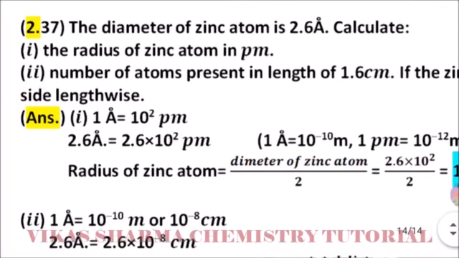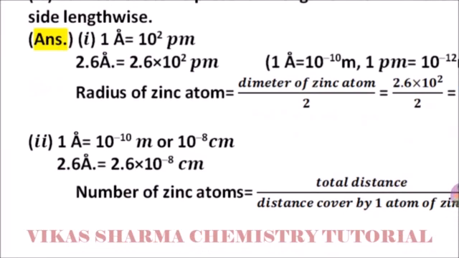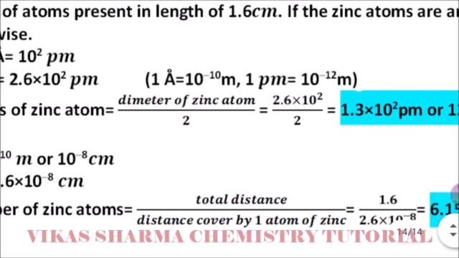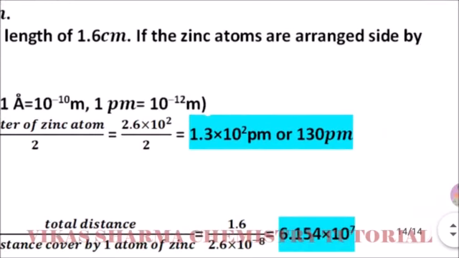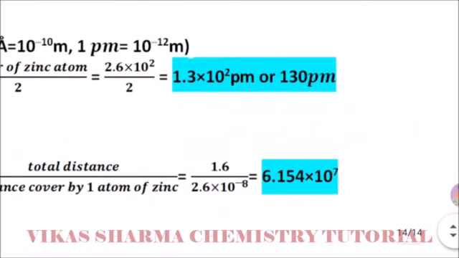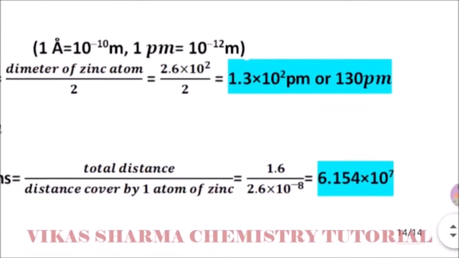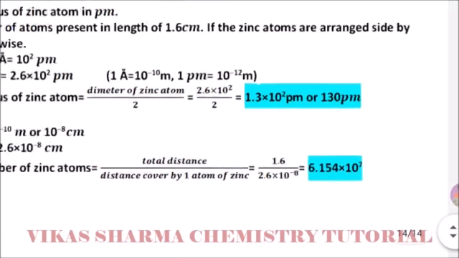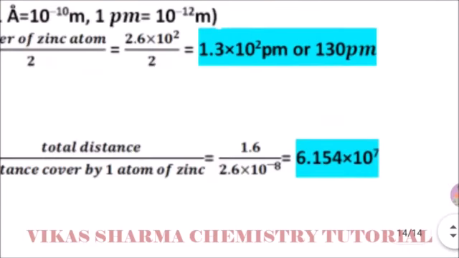Another part: they ask the number of atoms. So 1 angstrom is equal to 10 to the power minus 10 meter, or 10 to the power minus 8 centimeter. So 2.6 angstrom converted into centimeter is 2.6 into 10 to the power minus 8 centimeter. So the number of zinc atoms is equal to the total distance, which is 1.6 centimeter, divided by the distance covered by one atom of zinc, meaning its diameter, which is 2.6 into 10 to the power minus 8. So the number of zinc atoms is 6.154 into 10 to the power 7.